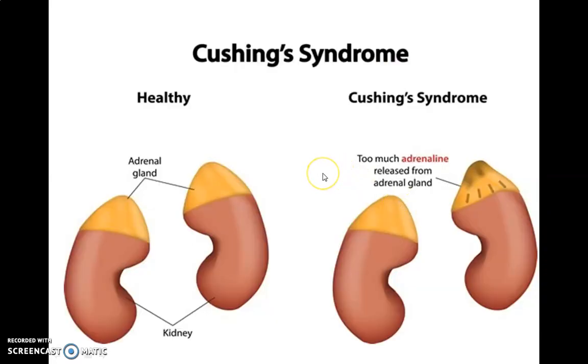Cushing syndrome. It occurs due to hypersecretion of adrenal cortex. Clinically, it presents the obesity, having the face called moon face, neck, abdomen swelling, hypertension, hirsutism, masculinization in female and feminization in male. In children, it also shows adrenogenital syndrome. See here, excessive secretion of adrenaline from the adrenal gland.